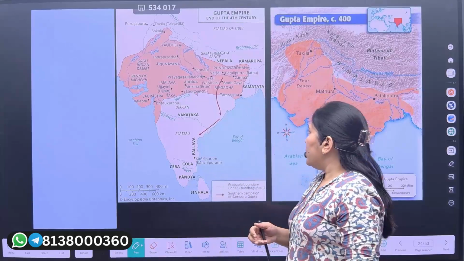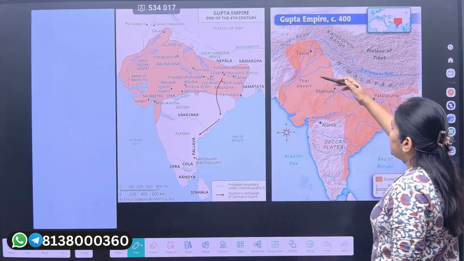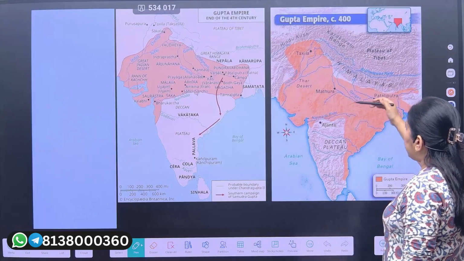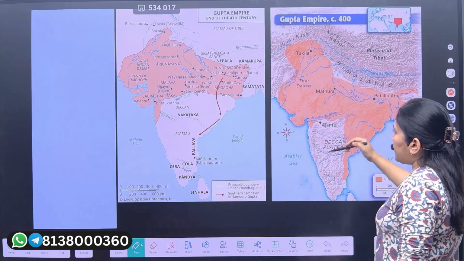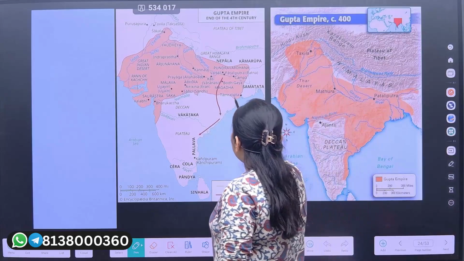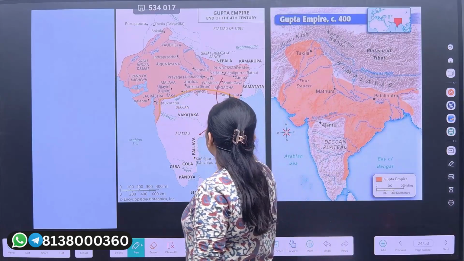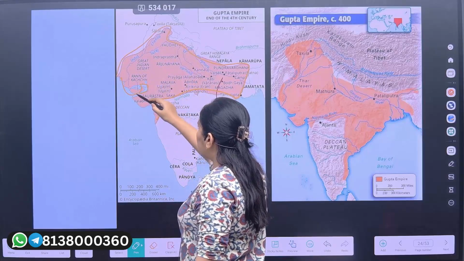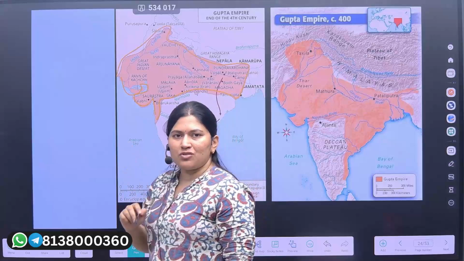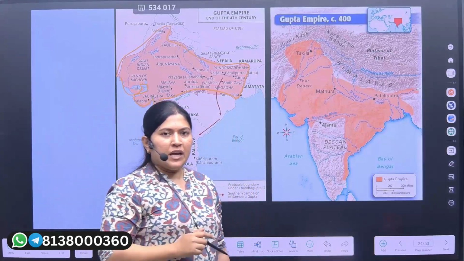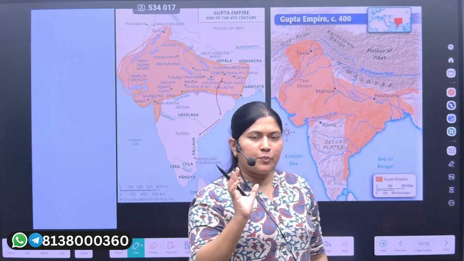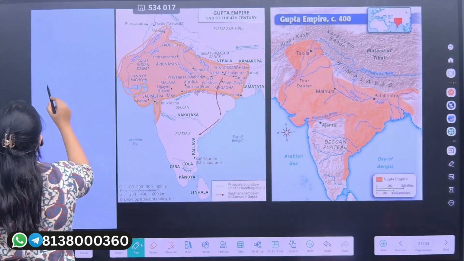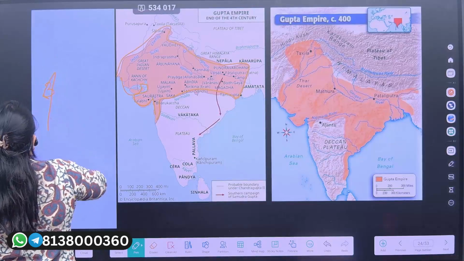Okay, so yes, this is the map of the 4th century. And this is the later map. So see the area that is being conquered by the Gupta Empire. Now, firstly, they would be concentrating upon the northwest region. Now, why are they concentrating upon the north region? If you remember our previous discussion, we had discussed the Uttarapatha.